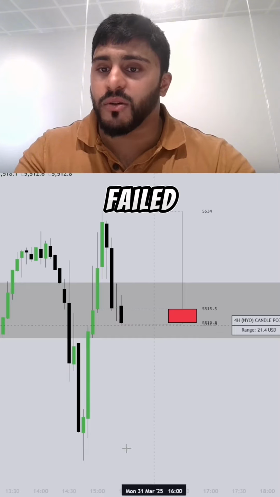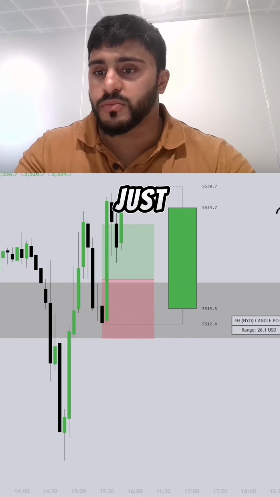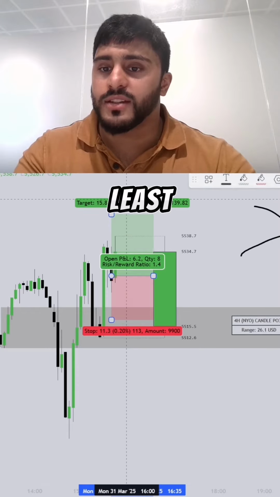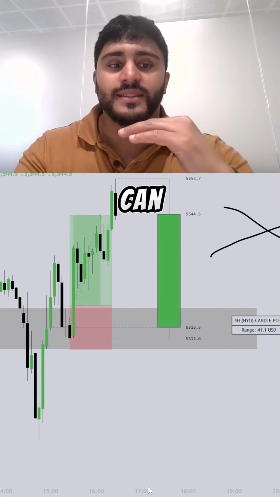From here, because the sellers have failed, we can now look for buys, right? So we can now take a long position from this area. We can have our stop loss just below this zone. And in reality, you're aiming for at least a 1 to 2 risk reward, right? So if we just allow this trade to play out, we're aiming for a 1 to 2 risk reward after we can see the sellers have failed.